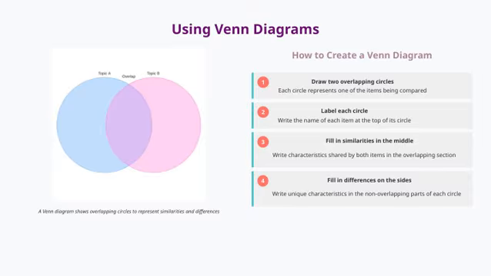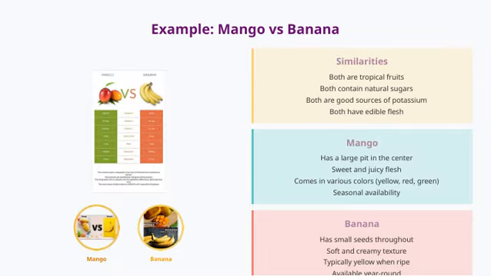Then, fill in the middle section, the overlapping part, with characteristics that both items share. These are the similarities that connect them. Finally, on the sides of each circle, write down the characteristics that are unique to each item. These are what make each one different. By following these steps, you can effectively visualize both the similarities and differences, which is a really useful way to compare and analyze information.